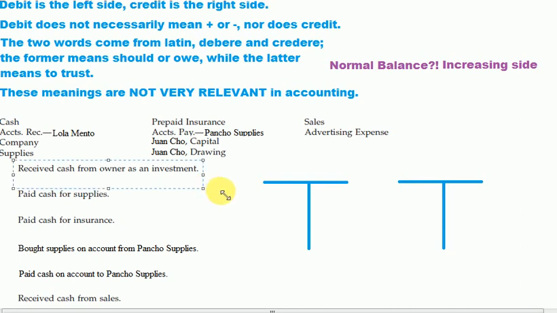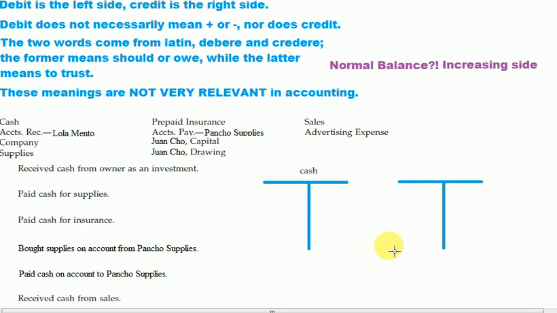It says receive cash from owner as investment. So the business receives cash. It's quite understandable when you see receive cash: cash is increased. Definitely cash has to increase. I'm going to put cash here.